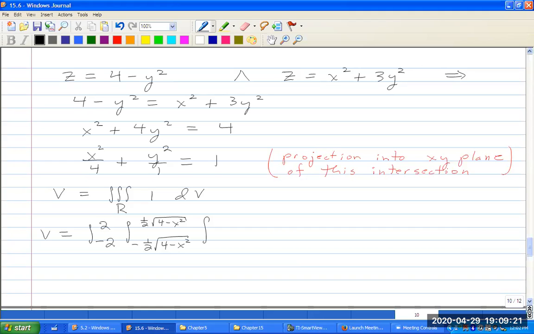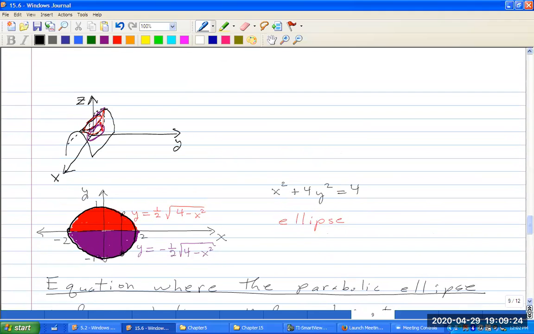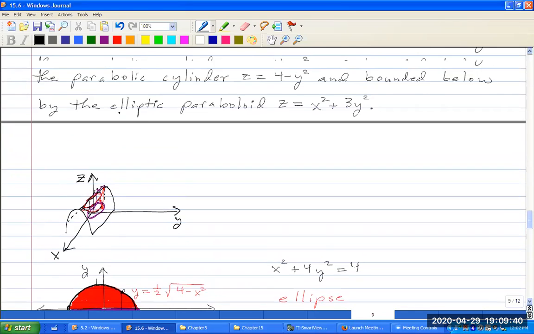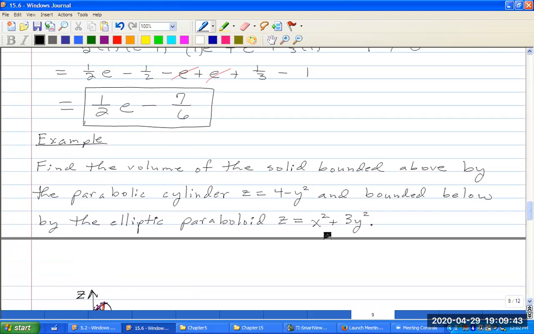Let's figure out where you're going from. Well, you're going from this elliptic paraboloid to this parabolic cylinder. You're going from this guy here to this guy. So this is the upper part, this is the lower part. It's bounded below by this and above by this. And notice that now I have z as a function of x and y.